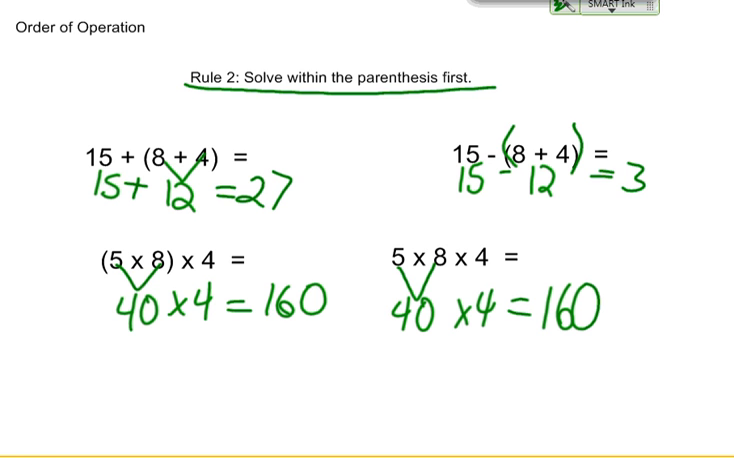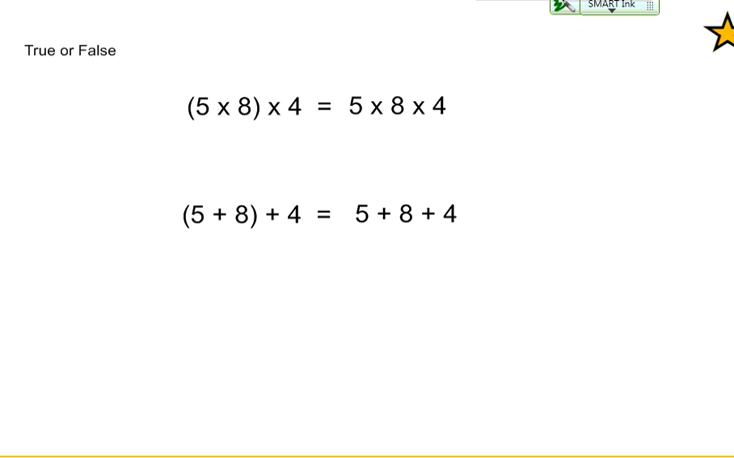Which, wait a minute, 5 times 8 times 4, 160. Did the parentheses even matter? Let's take a closer look at that idea. When it comes to parentheses, order of operations says yes, parentheses must be done first. However, as we look at these two statements on the board, the question is true or false? Are they equal? Now we just did this one on the last page, and we found out yes. This one is true. Well, how about the one underneath?